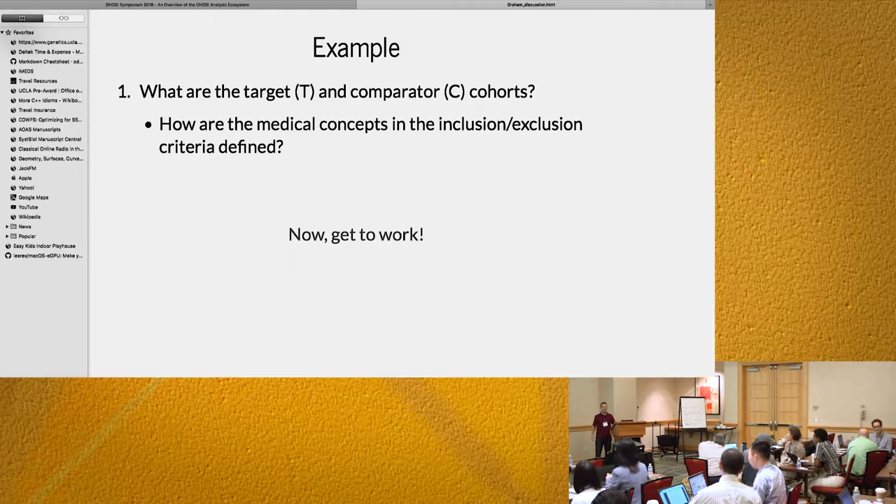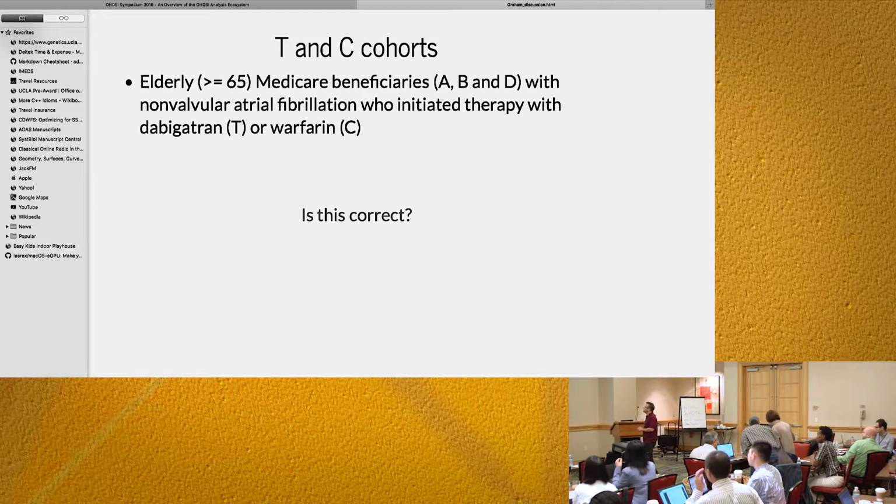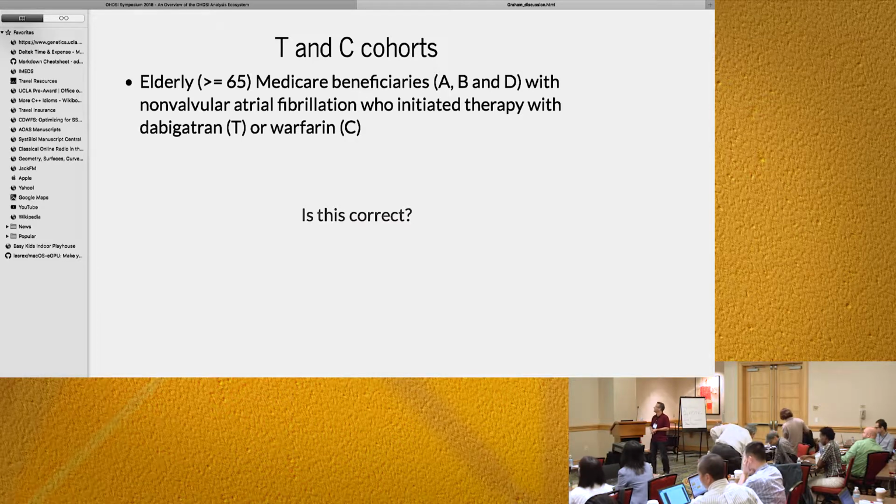I'll make sure that we all have some break time as well before we get back to actually implementing a replication of Graham's study on dabigatran versus warfarin. To facilitate a quick discussion, I've put up some leading slides. We need to define the target and the comparator cohorts. Maybe you might say it's elderly Medicare beneficiaries with non-valvular AFib who initiated treatment with either dabigatran, which I've picked as my target arbitrarily, versus warfarin. Is that correct? Are those cohorts?